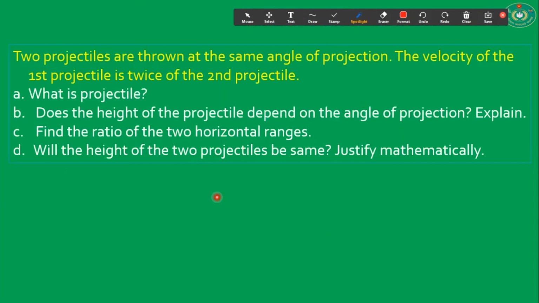Homework. This CQ is added here for your home task. Please try your level best to solve it. If you face any problem, please tell me. Or if you don't have any problem, please solve these questions and send them to me through email.